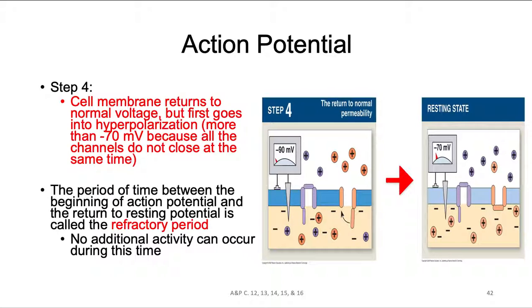You might have noticed on those myograms, or those graphs, that there is a time called the refractory period. The refractory period is the time where the neuron cannot receive any more impulses. No activity can happen during that time until the neuron resets itself.